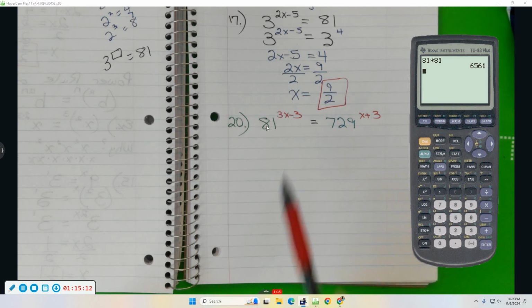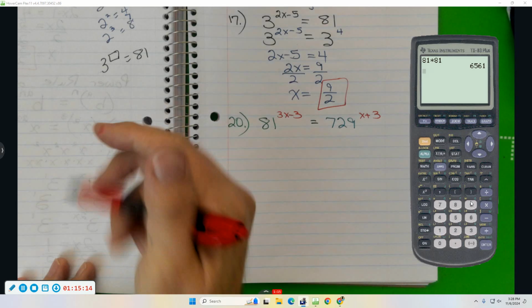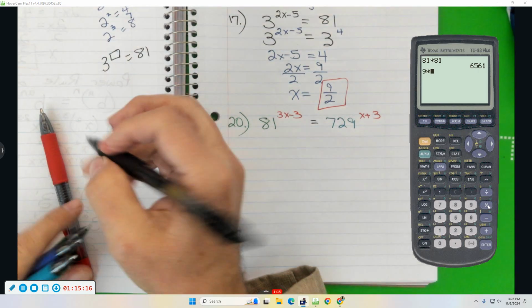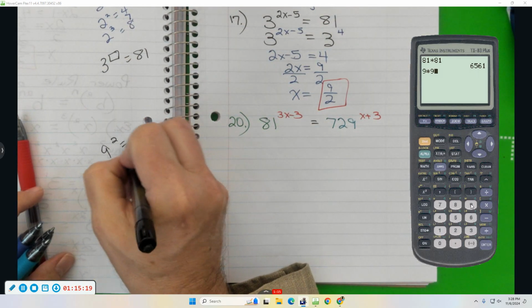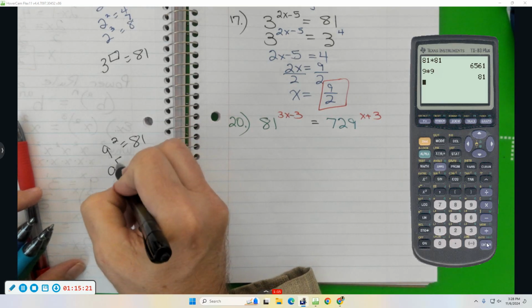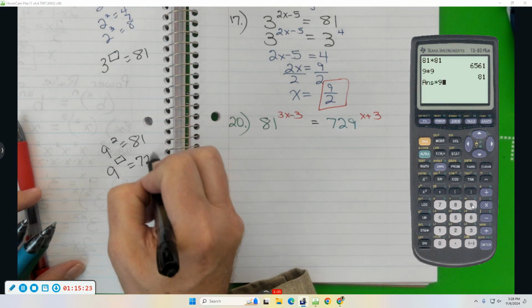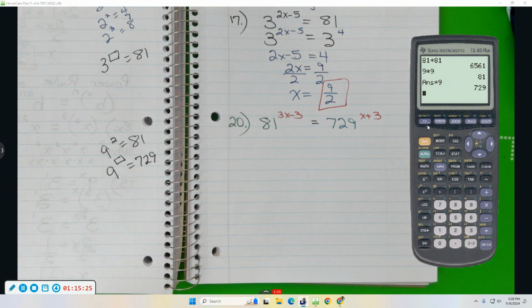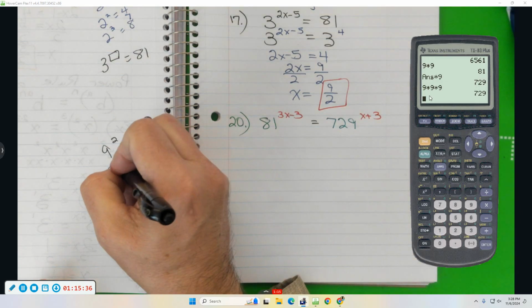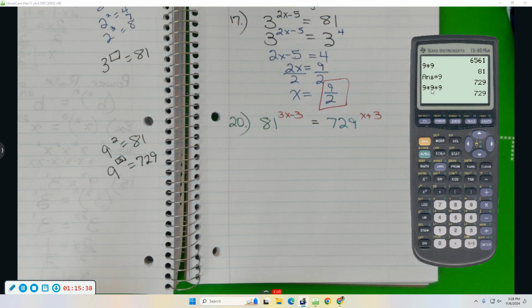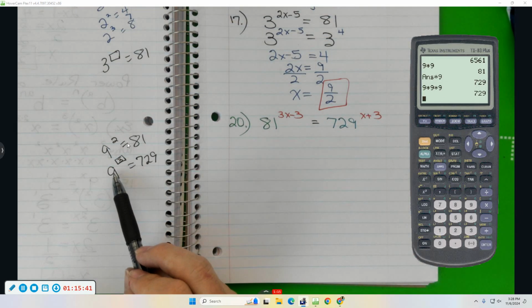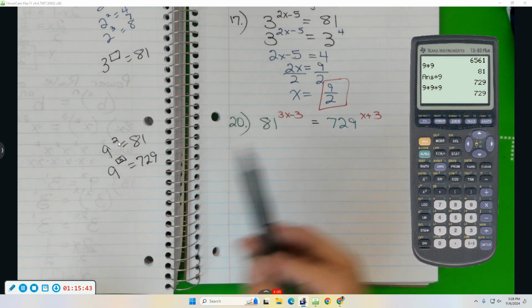So 81 is 9 squared. Okay. Let's start multiplying 9s and seeing. 9 squared is 81. Can we write 9 to the power equals 729? What do y'all think? Hey, look at that. I would have used 9 cubed. That's 9 cubed. That's not too bad. So we can use the new common base of 9.